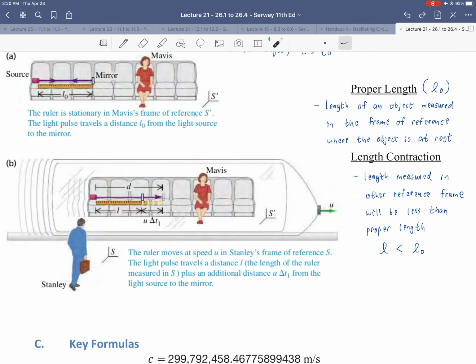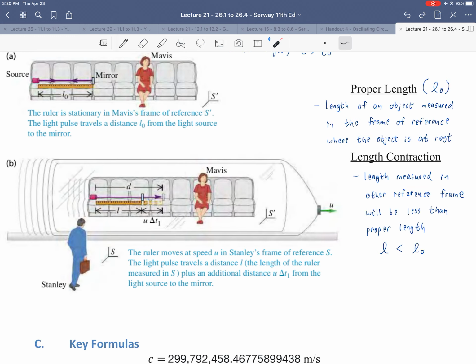But again, we're not talking about D. D is not what we're comparing. D is the distance that Stanley sees that the light traveled. But the length is then going to be that distance subtracted by u delta t. So what Stanley will see is a shortened ruler.